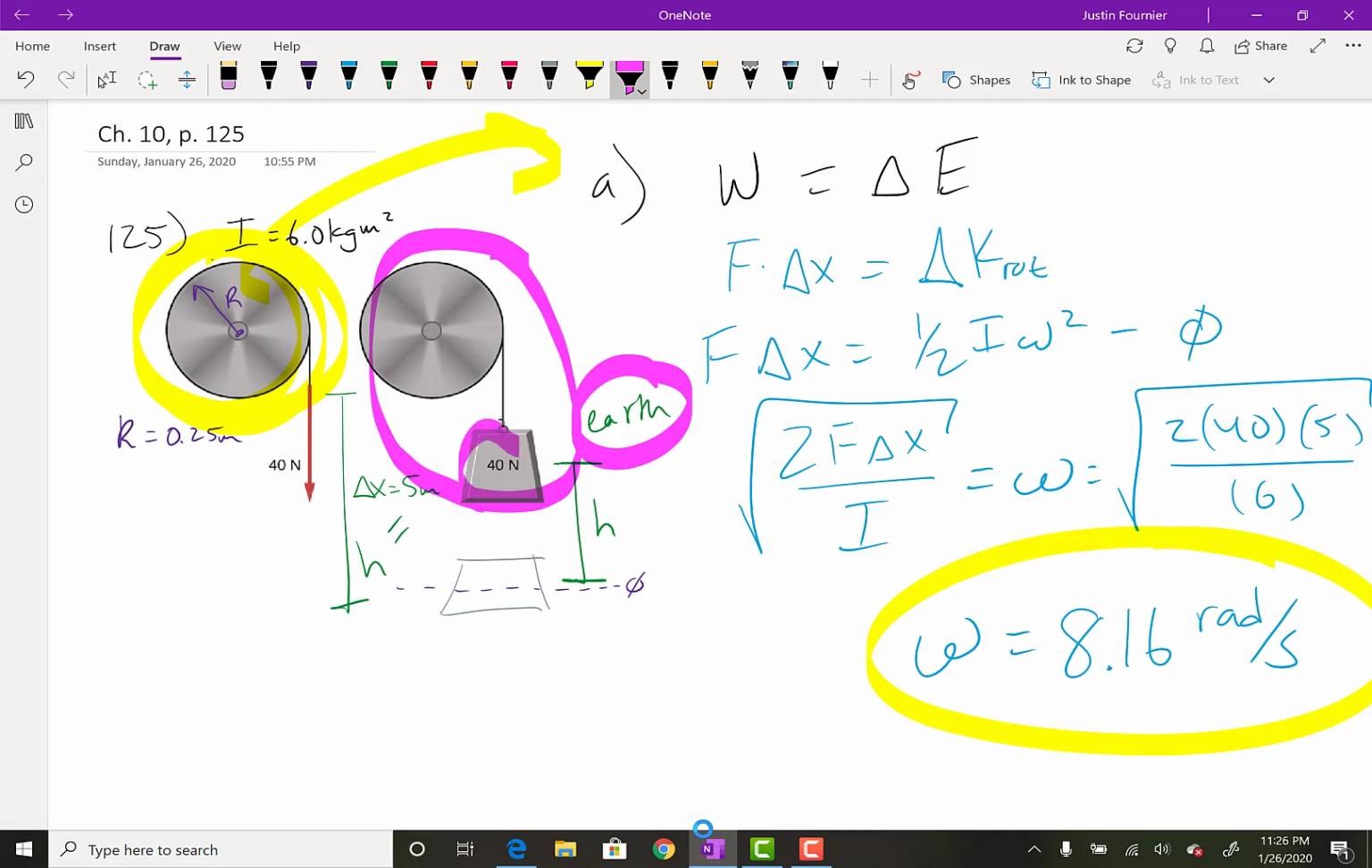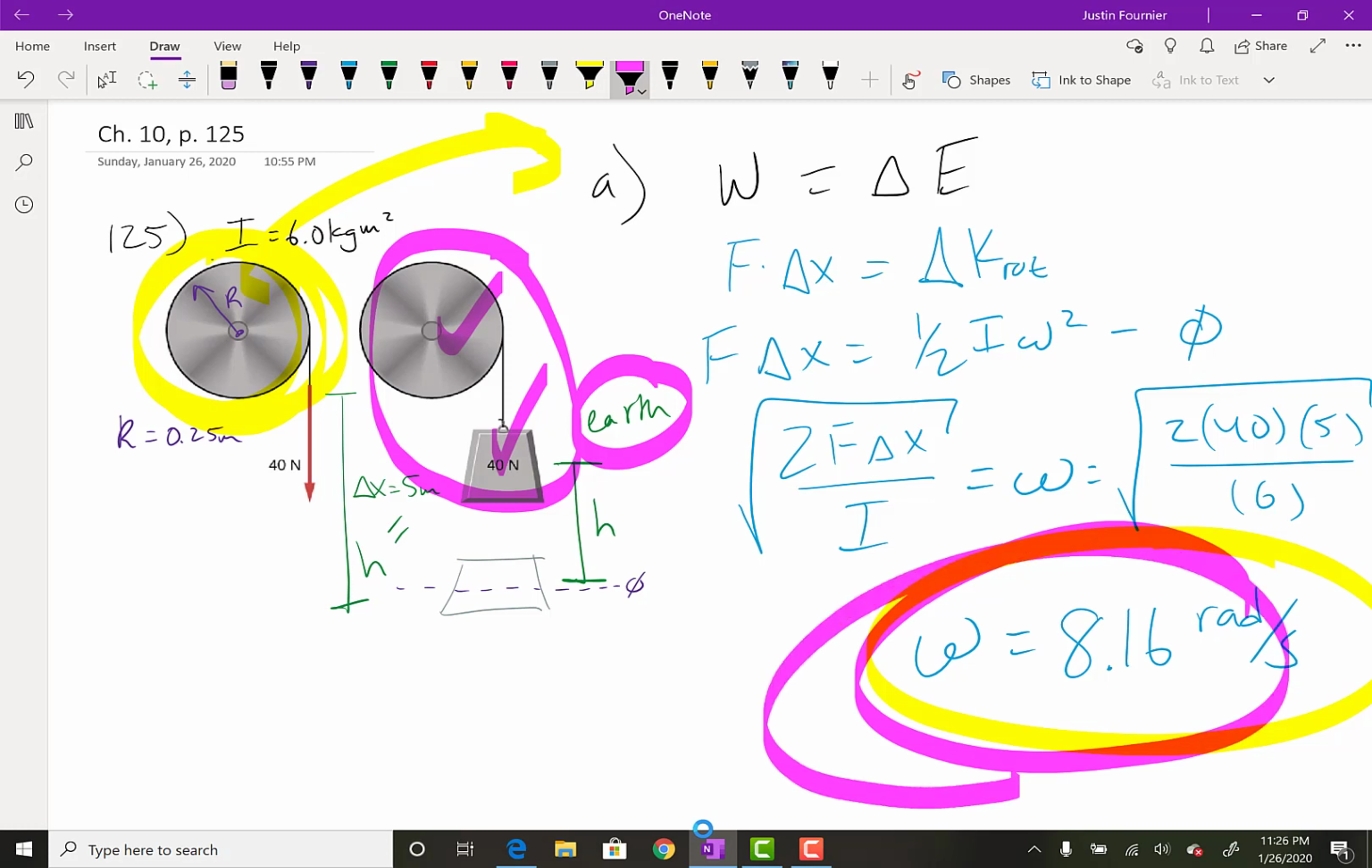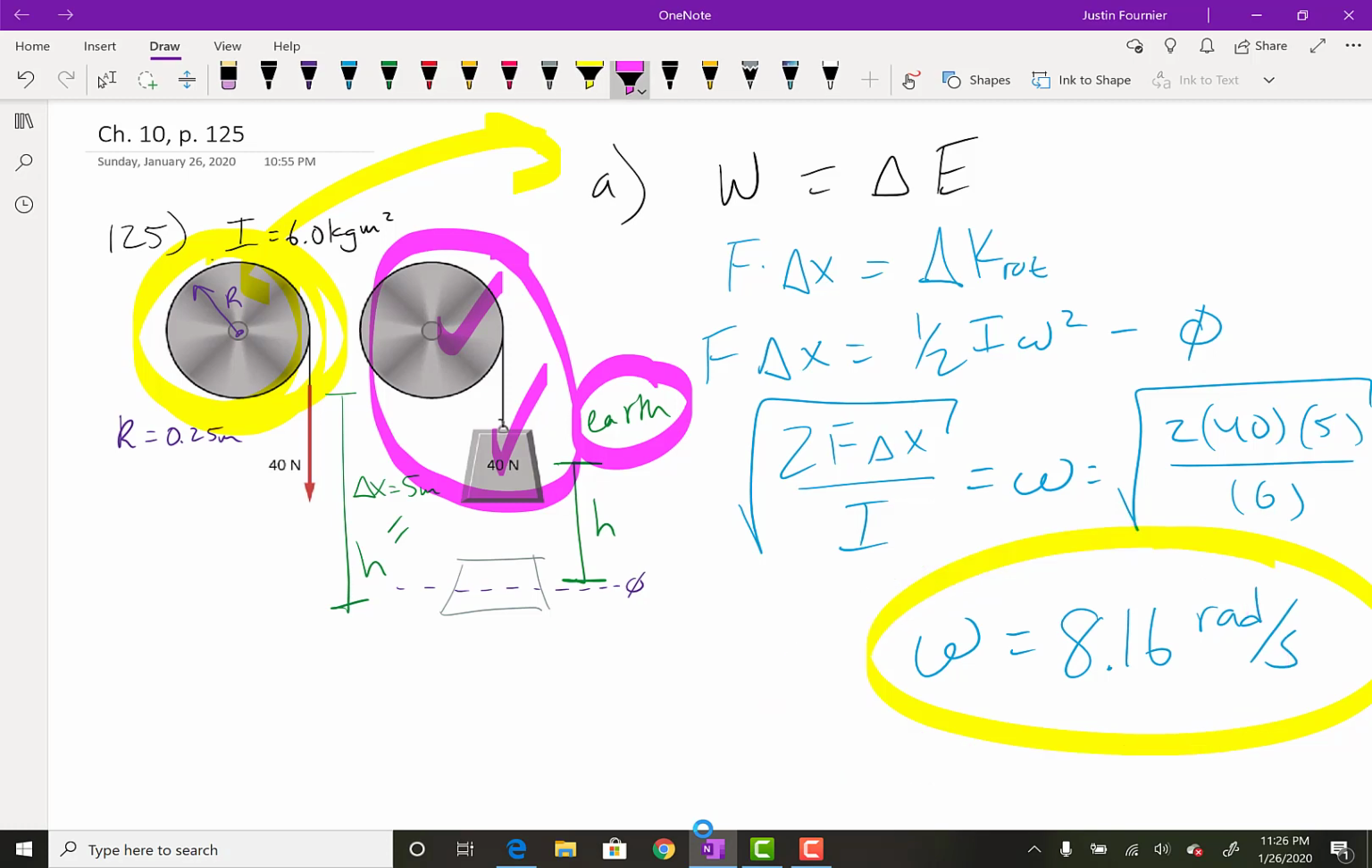Because what I'm going to say is I've got gravitational potential energy in this Earth-mass system here, and that's going to be converted into translational kinetic energy from the falling mass, and then rotational kinetic energy from the disk as well. And so my prediction is that the disk's angular velocity is actually going to be less than this 8.16 radians per second. That's because of a couple of reasons. One of them is I have more inertia here, so given the same force, 40 newtons, that's going to make for a smaller acceleration, so a smaller angular velocity.